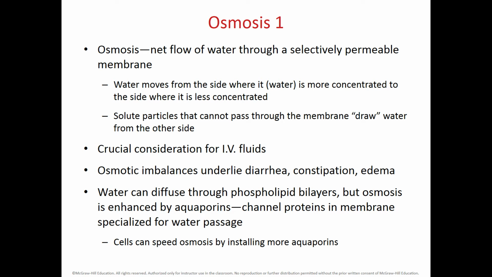Now, water will diffuse through the phospholipid bilayers using aquaporins, or channels specifically used for water. And then the cells can speed up osmosis by putting in more aquaporins under the influence of some hormones, like in the case of antidiuretic hormone.